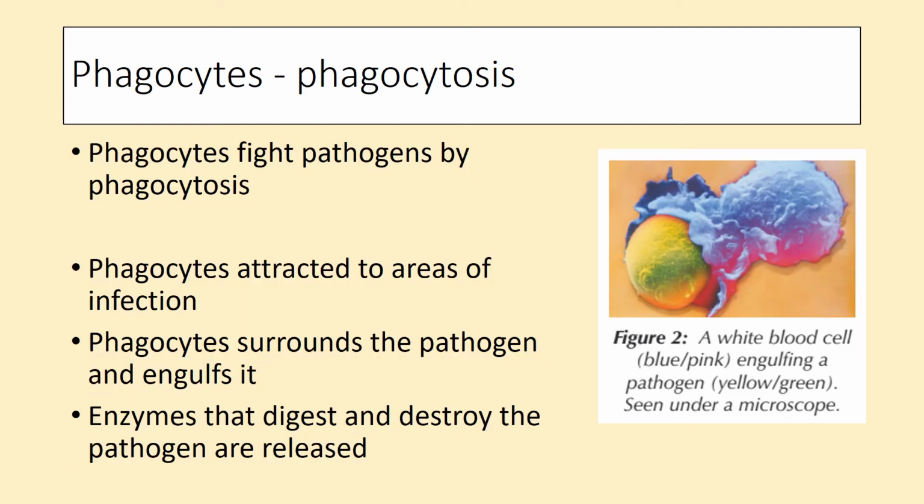The second type of white blood cell is phagocytes, and they fight pathogens by phagocytosis. So phagocytosis is just when phagocytes surround a pathogen and they engulf it. Once they've engulfed it, enzymes, which are proteins, are released to go and digest and destroy the pathogen, and therefore prevent it harming the body or harming the body's cells or tissues.